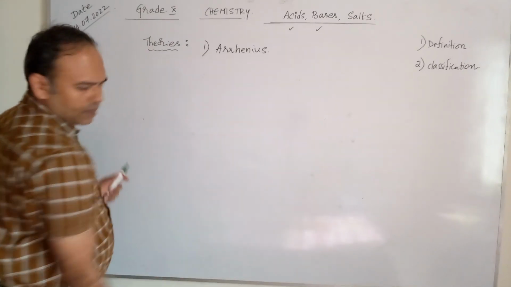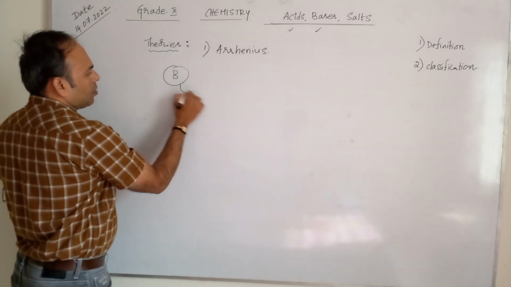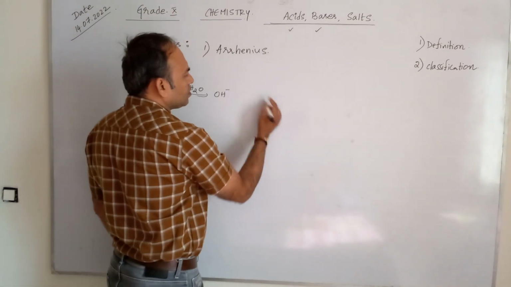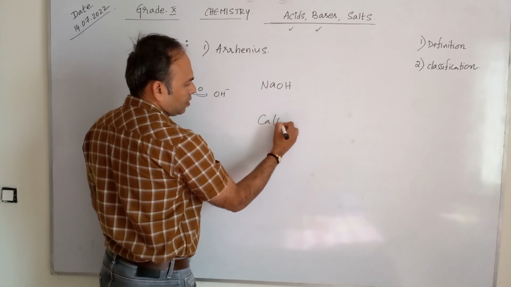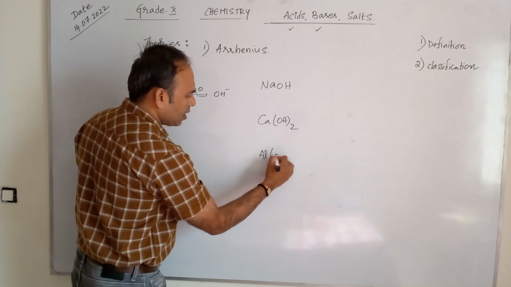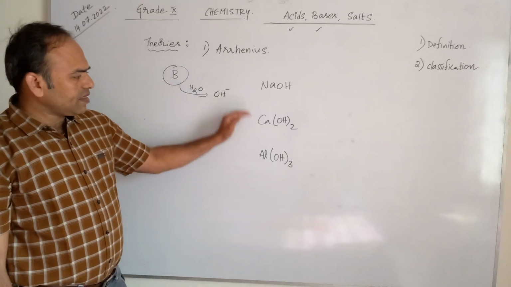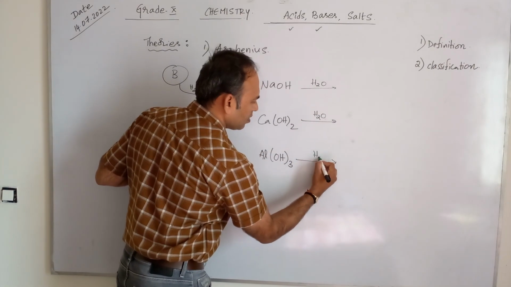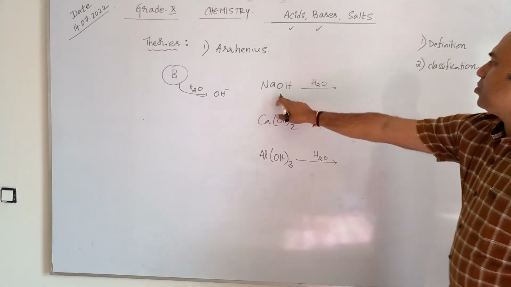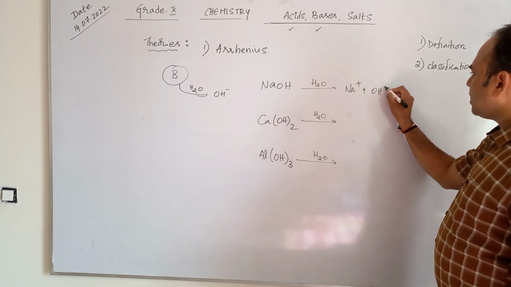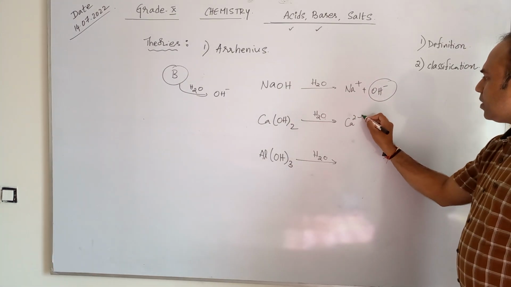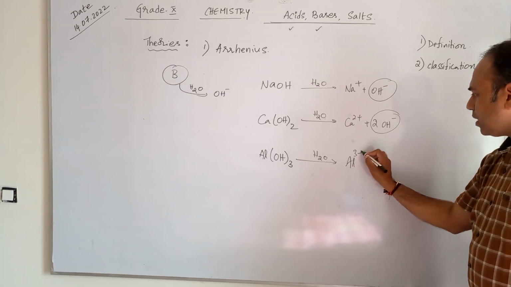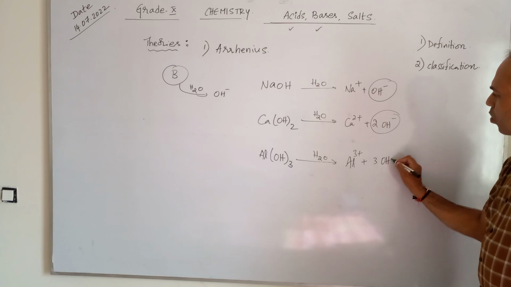According to Arrhenius, a base is a substance B which in the presence of water gives hydroxyl ions. Now let us take examples: NaOH, Ca(OH)2, and Al(OH)3. In these three cases, what happens in the presence of water? What is liberated here? I can write Na plus and OH minus. Here I can write Ca2 plus and 2 OH minus ions. Here I can write Al3 plus and 3 OH minus ions.